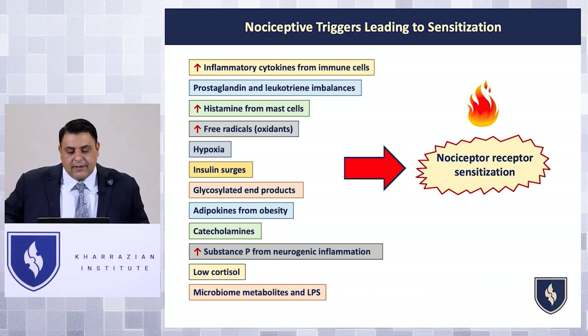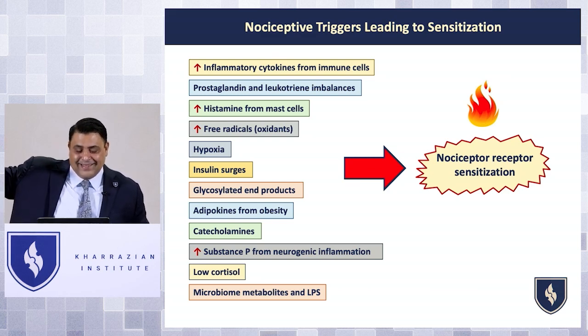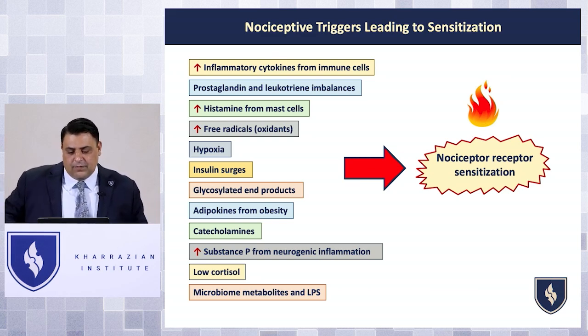And if you have a chronic pain syndrome, you're going to have to improve the mitochondrial pathogenetics at the same time as you remove these nociceptive triggers in order for them to have a chance to break out of that vicious cycle. All right. So let's talk about these individual nociceptive triggers.